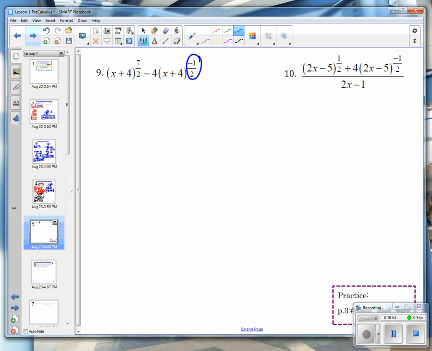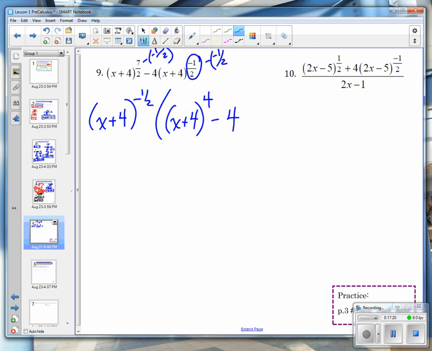Smallest power is this guy. I've got my x plus 4 to the power of negative a half. Draw that bracket. I'm going to leave my x plus 4. So again, we're minusing negative a half. So this is going to become x plus 4 to the power of 7 plus 1 is 8, over 2 is going to be 4, minus 4. x plus 4 to the power of negative a half. And we're left with, here, kind of like our difference of squares.